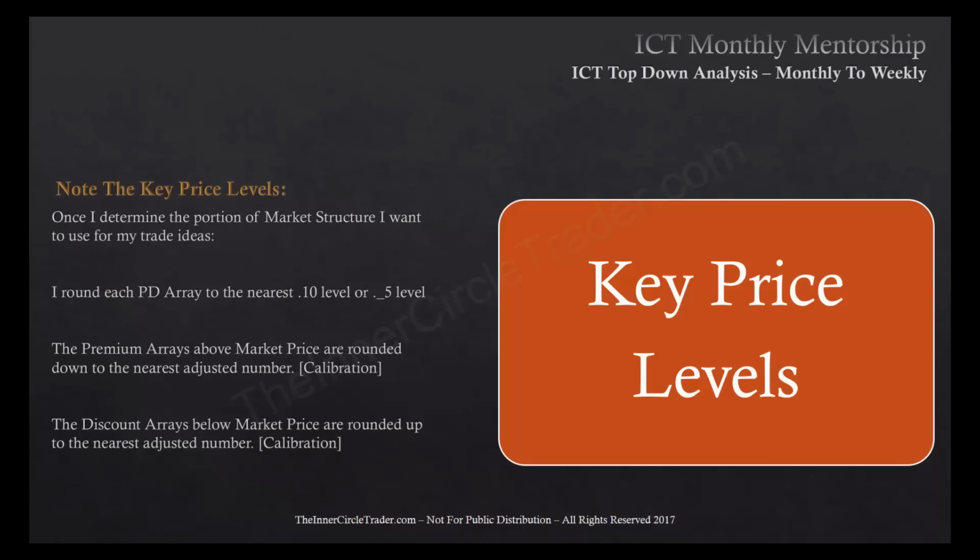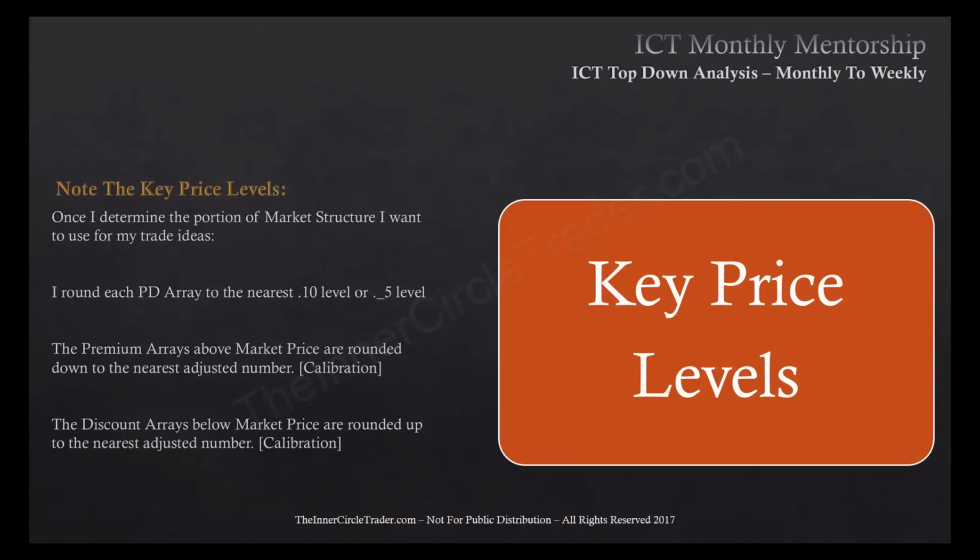Now, to calibrate these, the premium arrays above market price, or wherever we're trading at the time I'm looking at the chart, I round down to the nearest adjusted number. So that way I calibrate to the nearest 5 or 0 level. And I'm rounding down. So if it's above us, I'm getting as close as I can by getting the nearest 0 or 5 level that closely aligns with the PD array matrix premium level, but I don't ever want to round up to it. I want that low-hanging fruit.